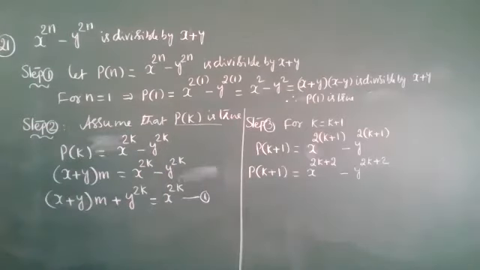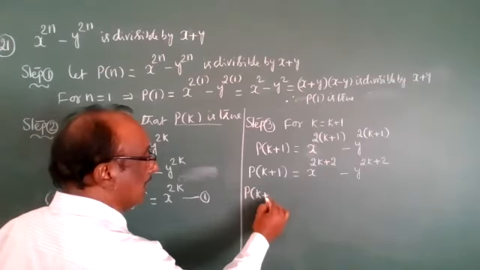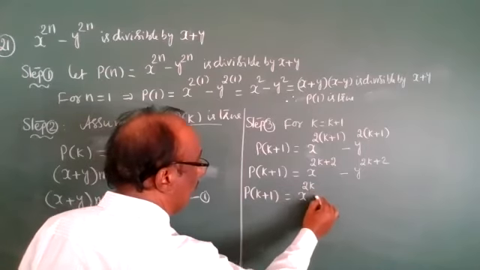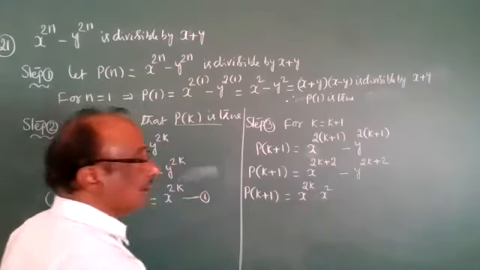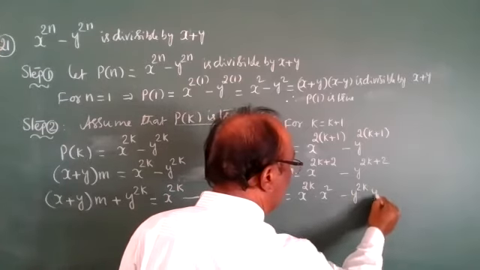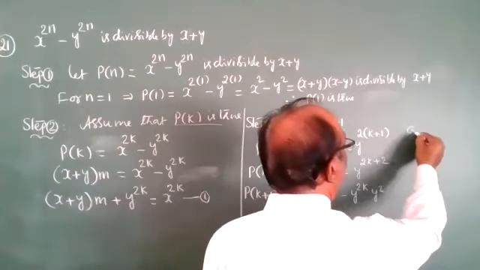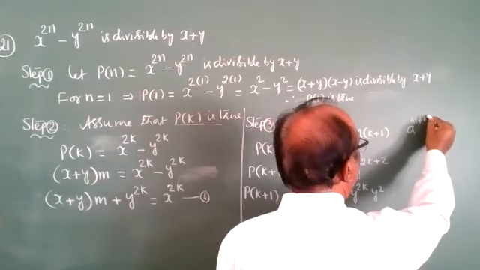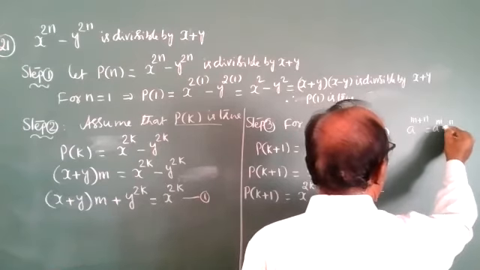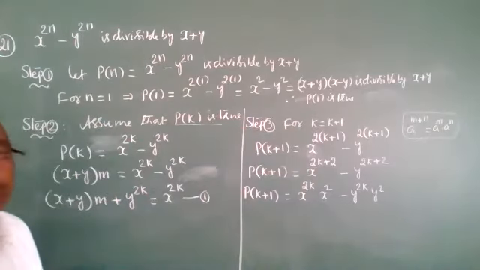Right, a power of m plus n formula. P of k plus 1 is equal to x power of 2k into x square minus y power of 2k into y square. What is the formula, is it clear? A power of m plus n is equal to a power of m into a power of n. Bases are equal, so powers should be added.